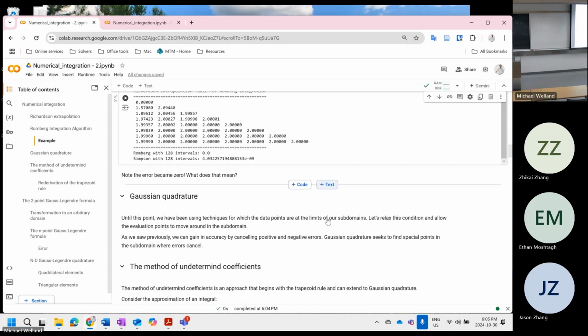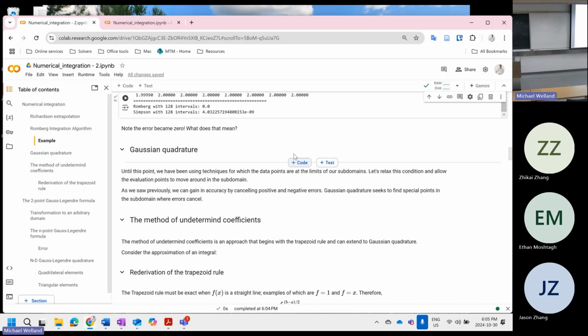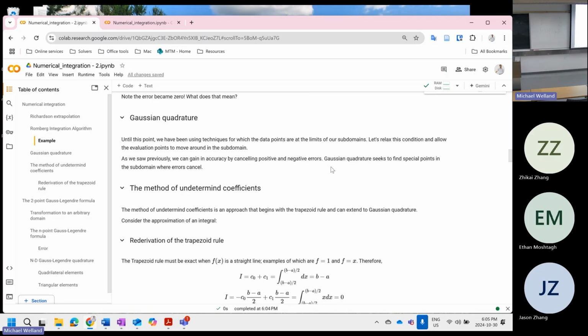Okay. Let's talk about Gaussian quadrature. Spoiler alert, Gaussian quadrature is the fundamental tool in finite element programming, so we're going to be coming back to this one. Until this point, we've been using techniques where we've been given our sample points and told to use them, right? We say we're sampling here, here, here, here, here with a fixed step size. Let's relax that.